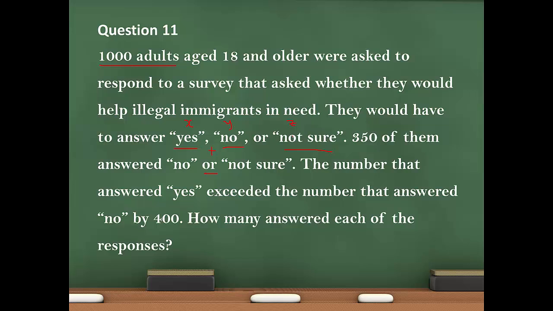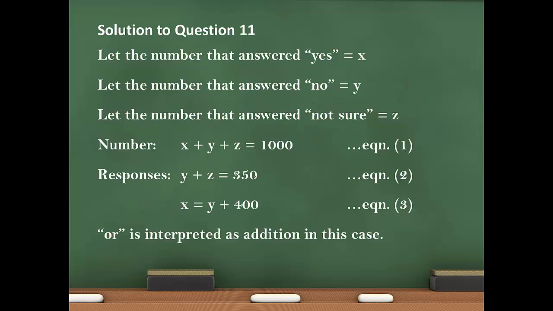Yeah. No, or not sure is 350. That gives you equation 2. And then X will be Y plus 400. Or is interpreted as addition in this case.